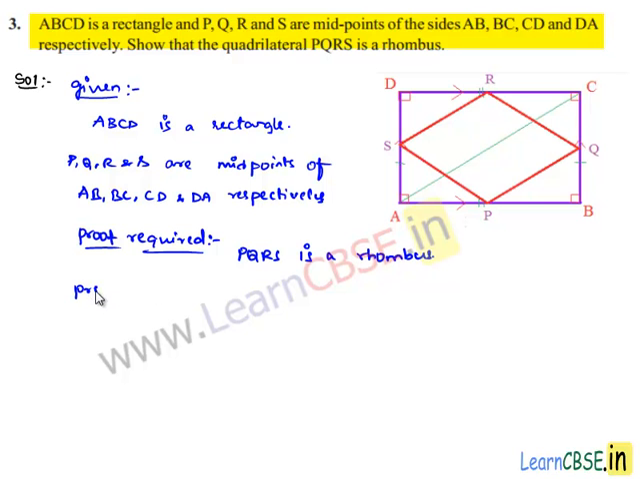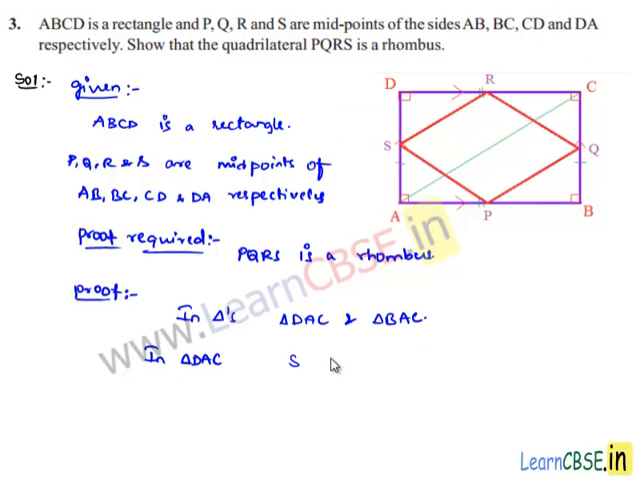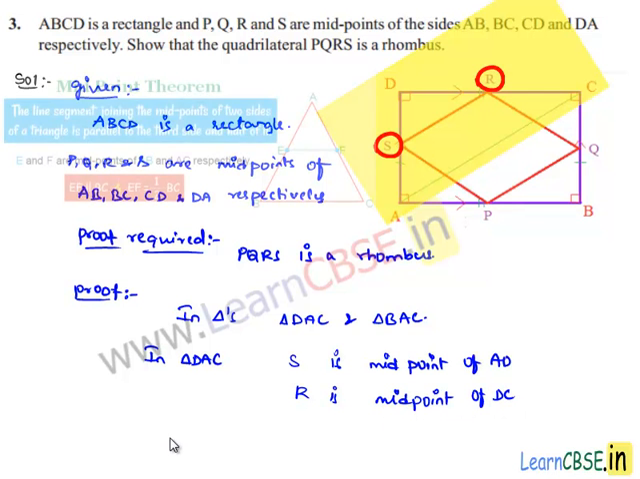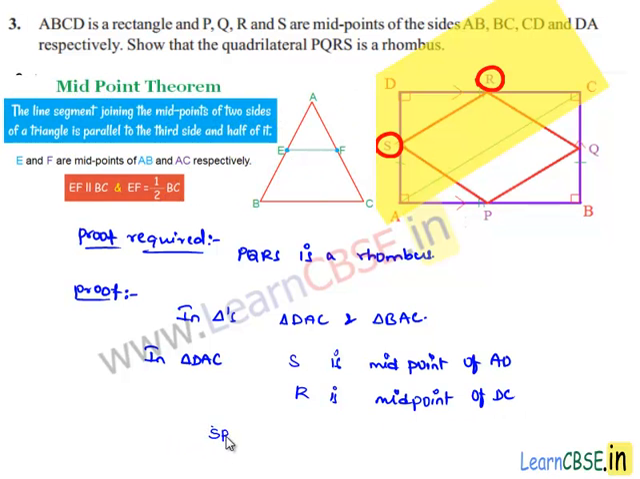Now let us move on to the procedure. In the first step, let us consider two triangles, triangle DAC and triangle BAC. Here in triangle DAC, S is the midpoint of AD and R is the midpoint of DC. So by the midpoint theorem we can say that SR is parallel to AC and SR is equal to half times AC.